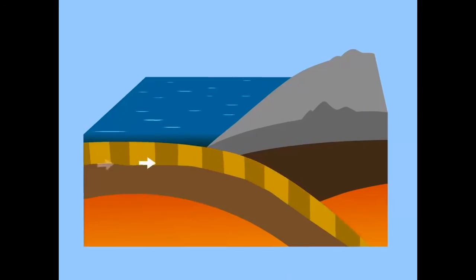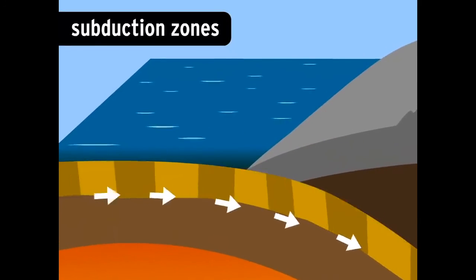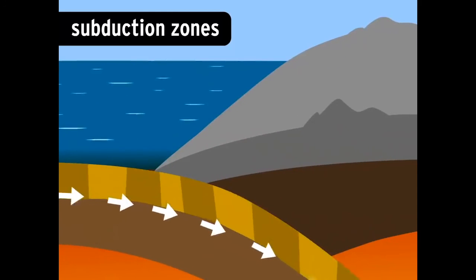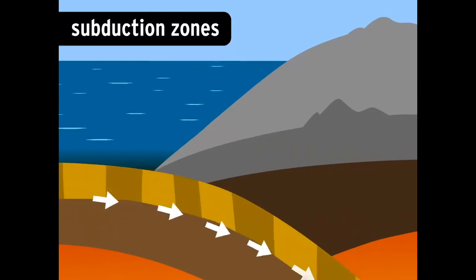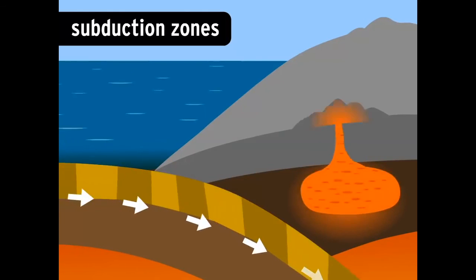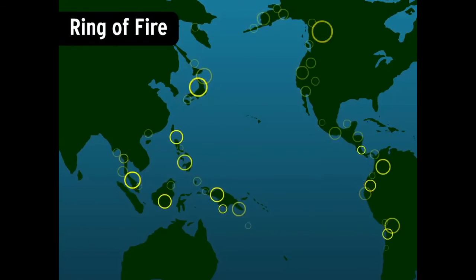Volcanoes are also common at boundaries called subduction zones. That's when a dense ocean plate converges with a lighter continental plate. The heavier plate gets pushed below, down into the mantle. Some of it melts, and the magma erupts farther inland. The Ring of Fire is a massive chain of these volcanoes.